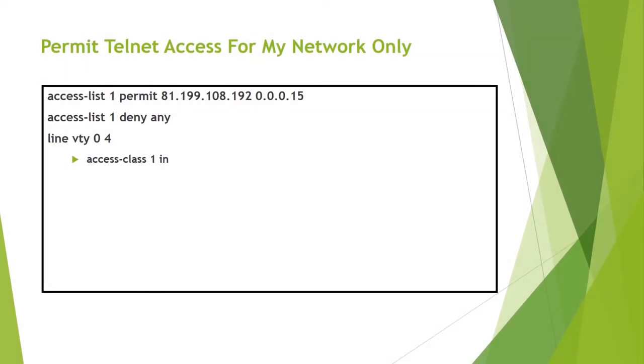Telnet access for my network only: access list 1, permit 81.199.108.192 0.0.0.15, access list 1, deny any, line vty 0 4, access class 1 in.